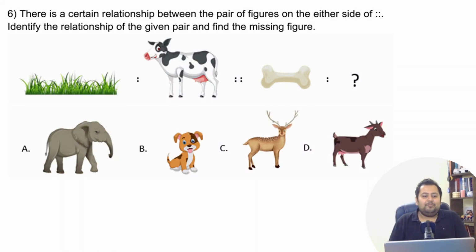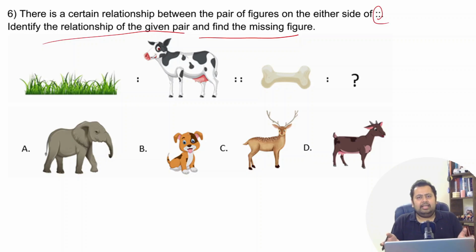We now move to question number 6. There is a certain relationship between the pair of figures on either side of double colon. So this is nothing but a double colon. A double colon shows a relationship. Identify the relationship of the given pair and find the missing figure. Again, this is another type of question wherein practice, there is no way you can teach this in school or through books. It is more the depth and breadth of knowledge that a kid has, and that depth and breadth would only come if he or she practices more and more such questions and question papers, right?